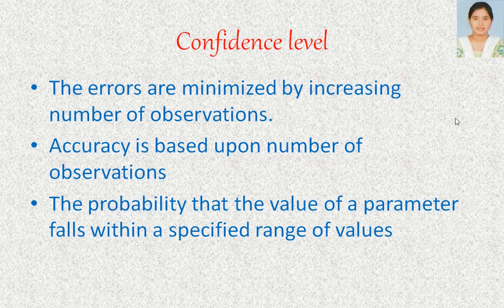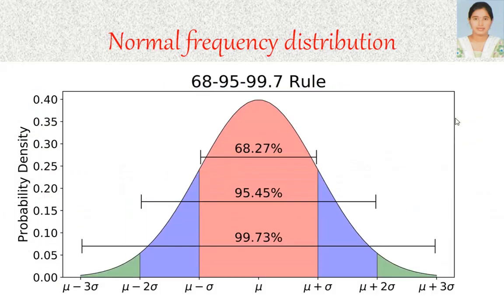Confidence level is nothing but the probability that the value of a parameter falls within a specified range of values. Generally, this confidence level is shown based on the normal frequency distribution curve. Let us see the normal frequency distribution curve. The probability of occurrence of a chance event can be shown as a normal frequency distribution. The curve gives the important relationship between the number of standard deviations, and the area under the curve represents the confidence level of the occurrences.